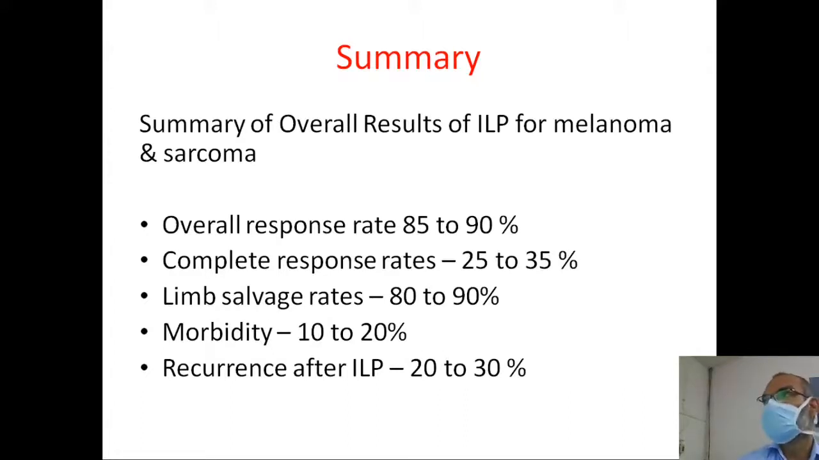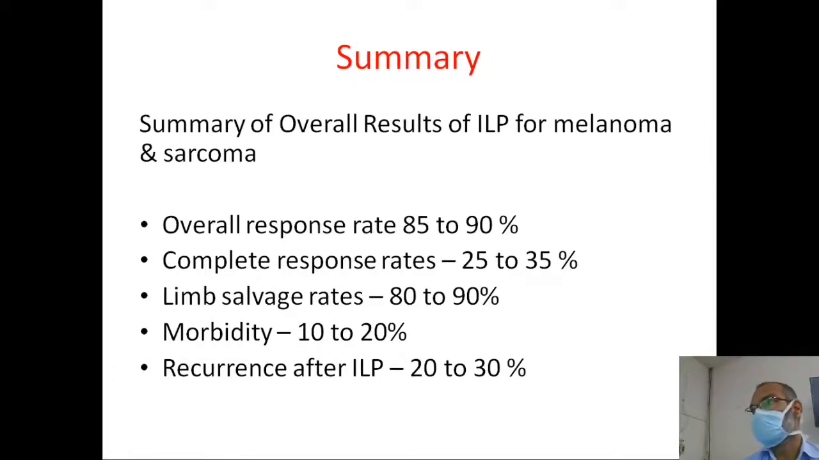If you talk about overall response rate, 50 to 90% have responded, but more important is that among these patients, almost 25 to 35% had a complete resolution of the tumor. Ultimately, the idea was how to salvage the limb with disease control, and if you look at these figures quoted in the literature, 80 to 90%, this sounds quite impressive.